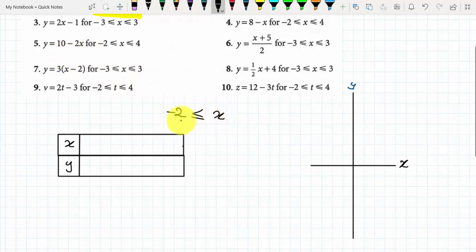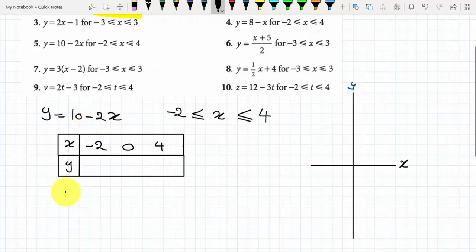X is between -2 and 4. It means x could be any number from -2 to 4. This is the meaning of the interval. And the equation is like this: y equals 10 minus 2x. Now, for 3 numbers in this interval, let's simply pick -2, 0, and 4.